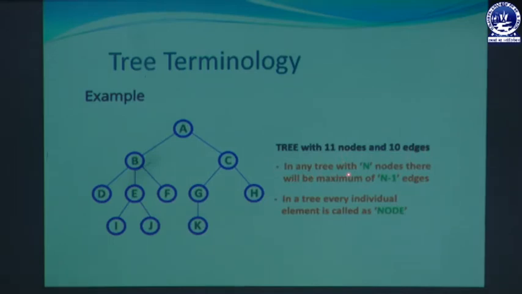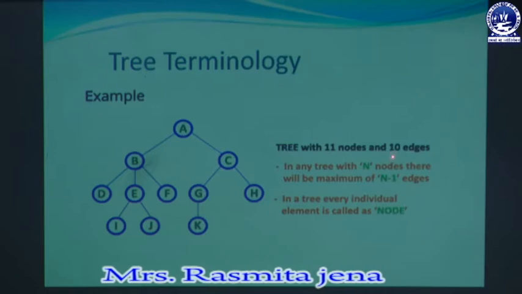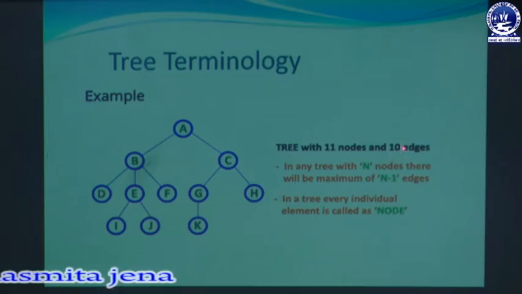In any tree with n nodes, there will be maximum n minus 1 edges. You can see in this tree we have 11 nodes, and the maximum number of edges in this tree is n minus 1. That means our number of nodes is 11, so n minus 1 means we have 10 edges. And in a tree, every individual element is called a node. This is one node, this is another node, and this is another node. Like this we have 11 nodes in this tree.